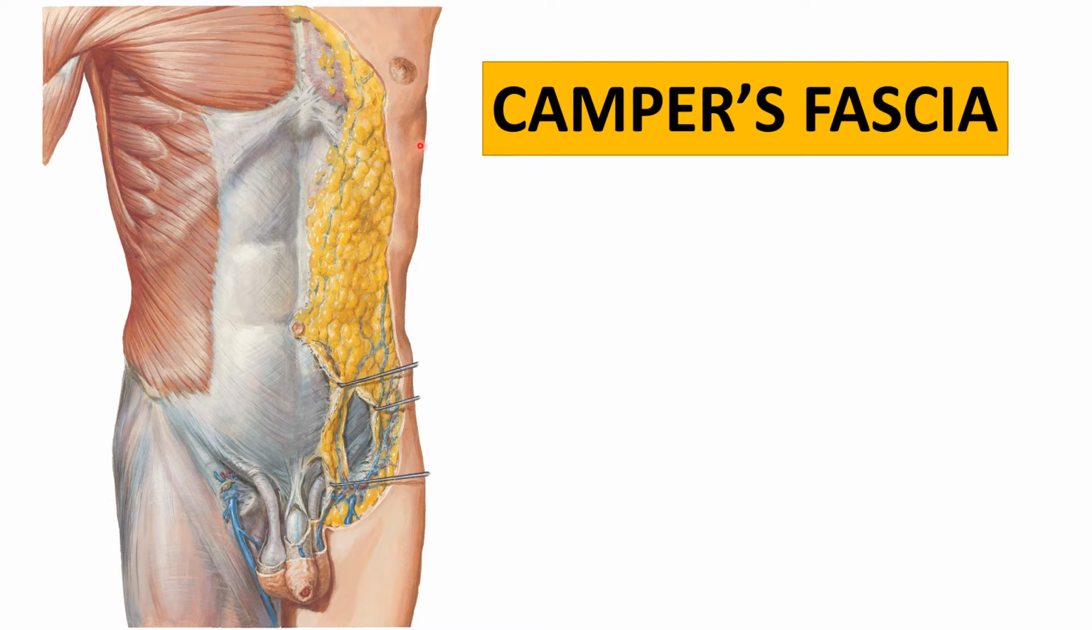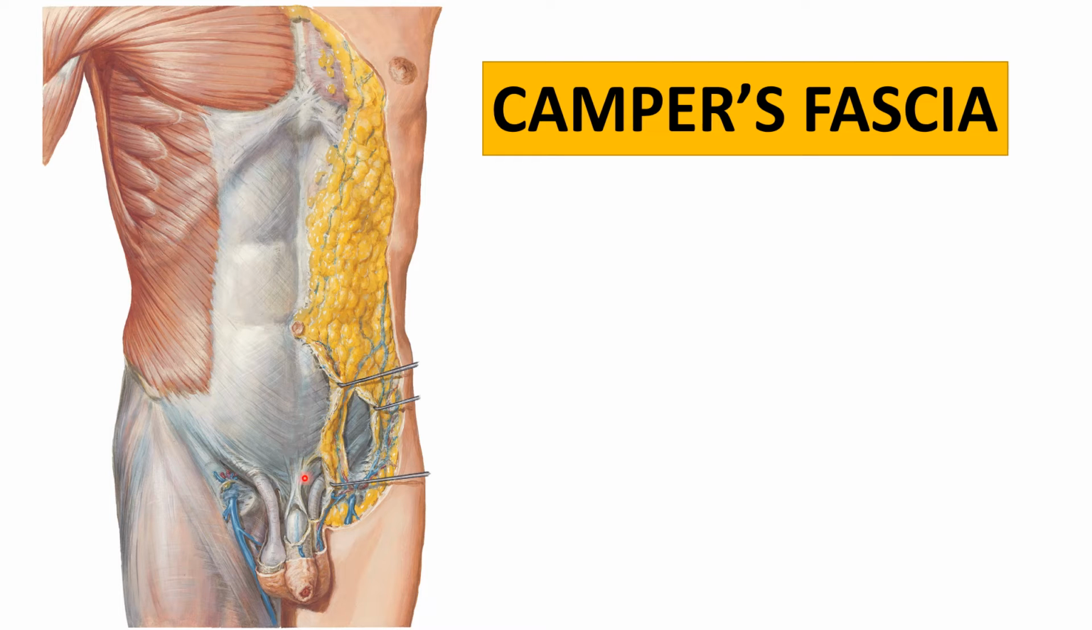And first and foremost is the skin. After removal of the skin, the first layer which we can identify is the Camper's fascia. This Camper's fascia is lined by fat. This fatty layer is covering the entire anterior abdominal wall, and this Camper's fascia is extending down and crossing the line of fusion at the inguinal region, and the same Camper's fascia is extending as the superficial fatty layer in the thigh.